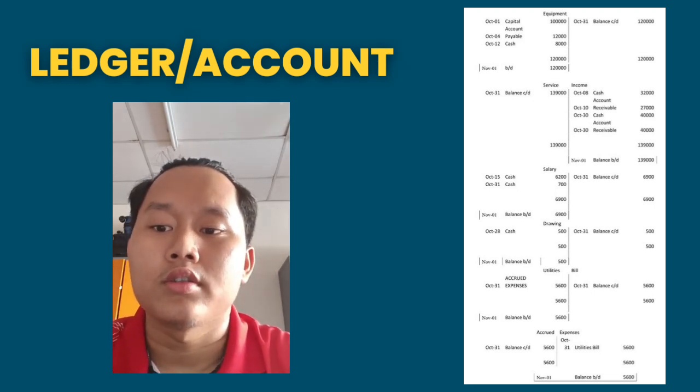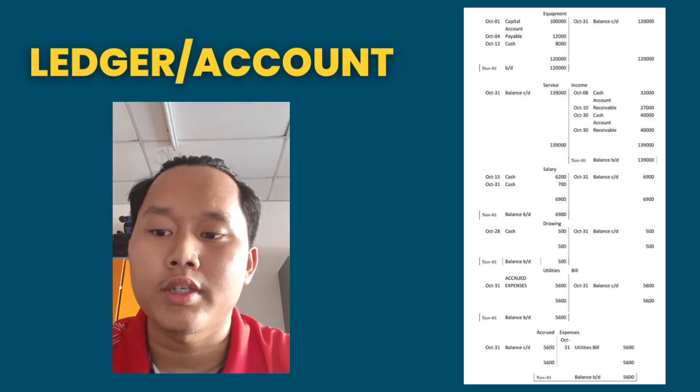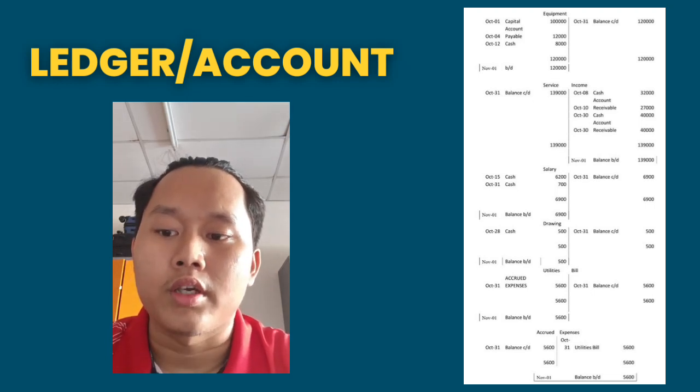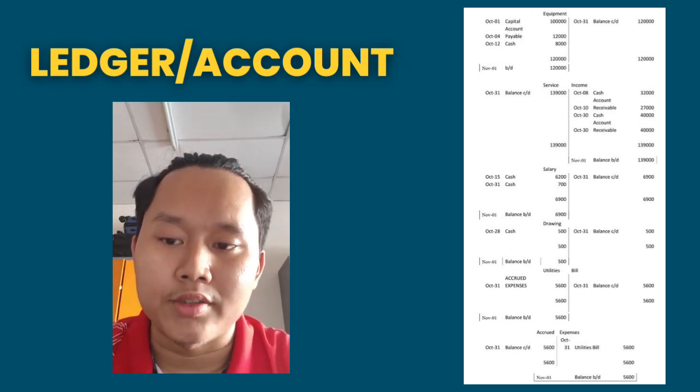Next is utility bills. For the debit side is October 31. There's accrued expenses 5,600.